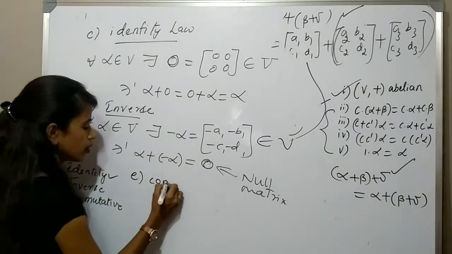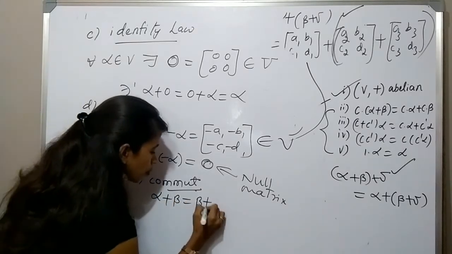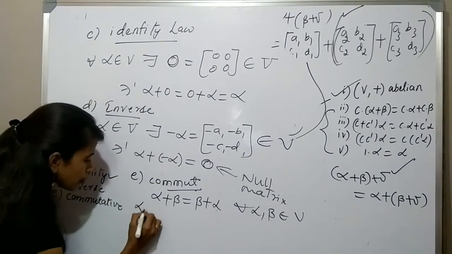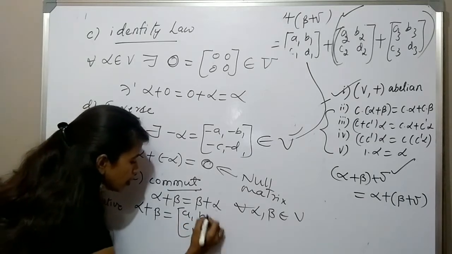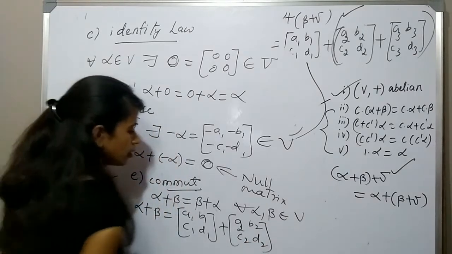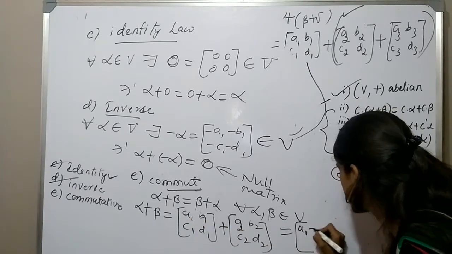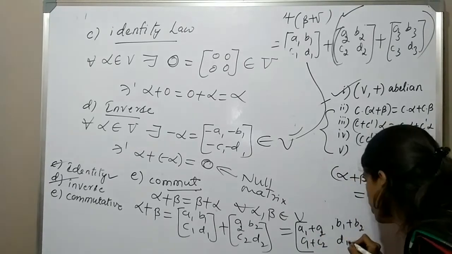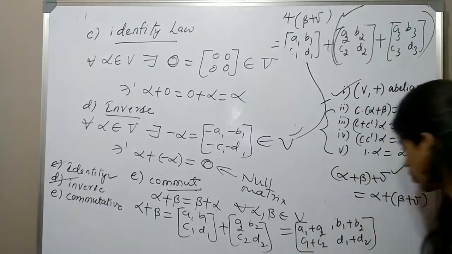So what is that commutative? Commutative law says what? Alpha plus beta is equal to beta plus alpha, for all alpha comma beta belongs to B. So what is alpha plus beta? If I consider alpha plus beta, alpha is A1, B1, C1, D1. What is beta? A2, B2, C2, D2. If I add these two, we get A1 plus A2 one side, next B1 plus B2, C1 plus C2, and D1 plus D2.